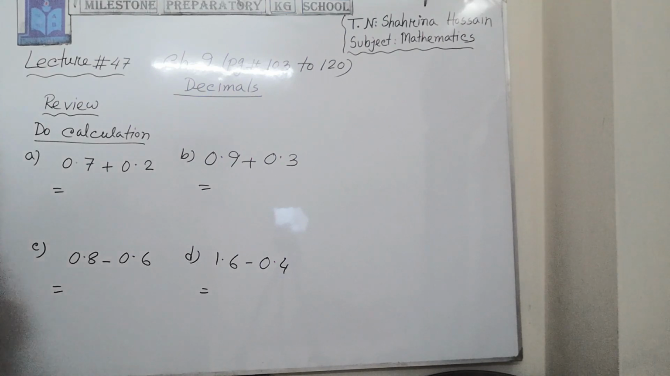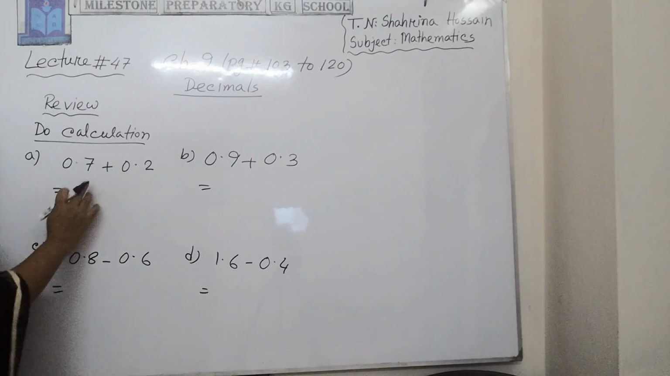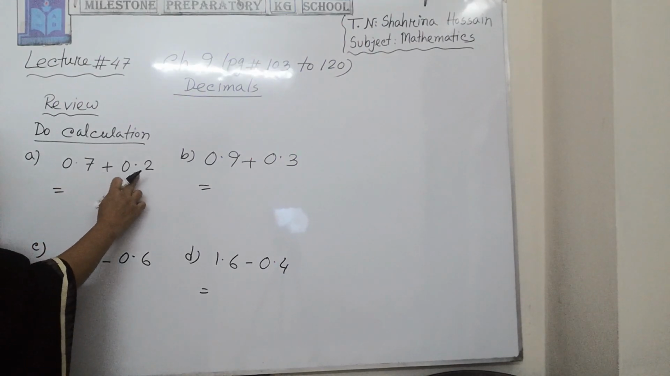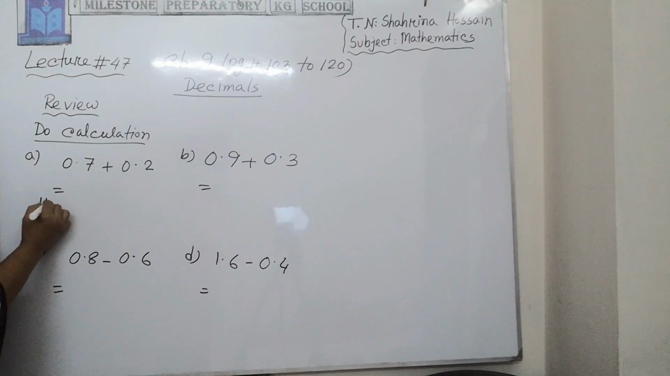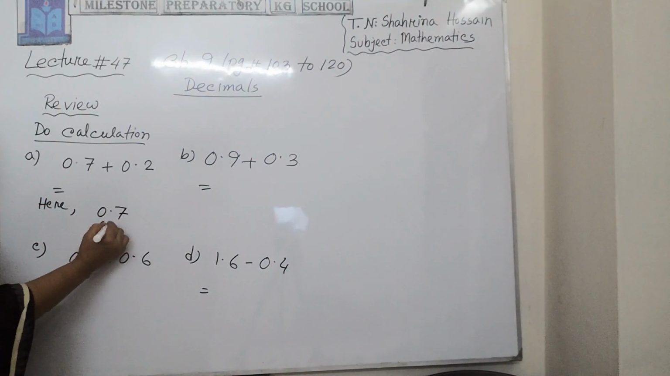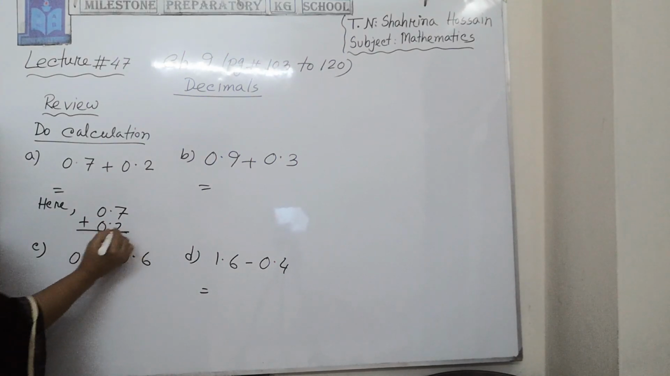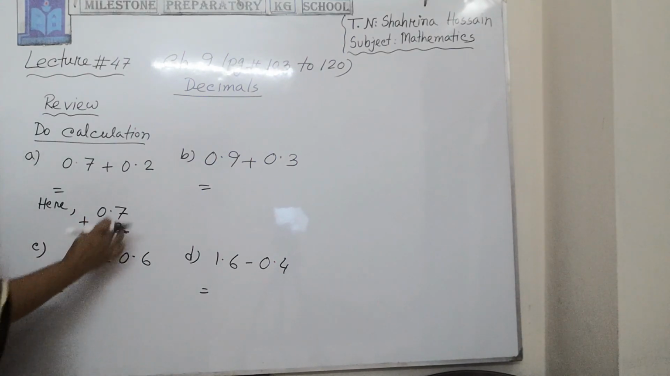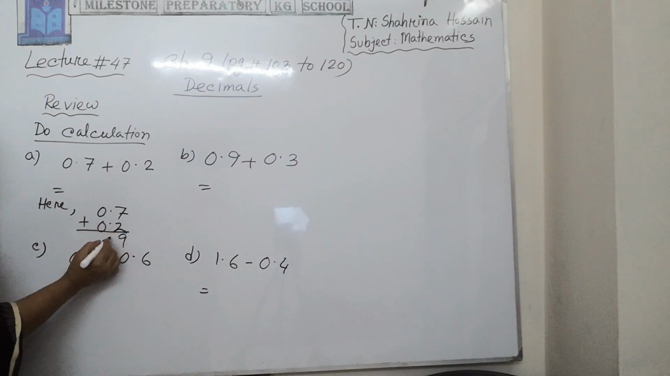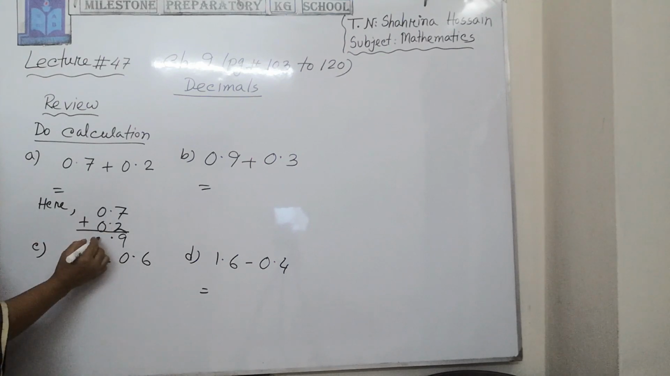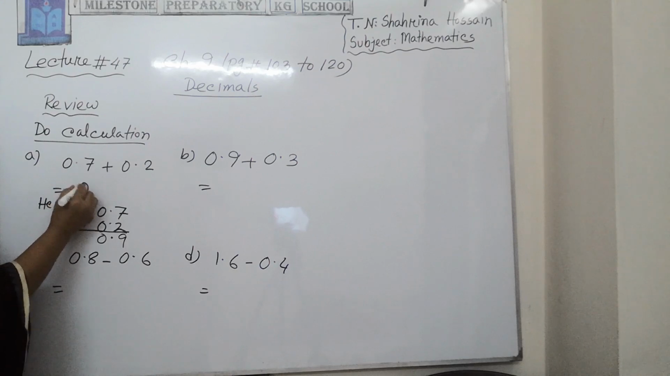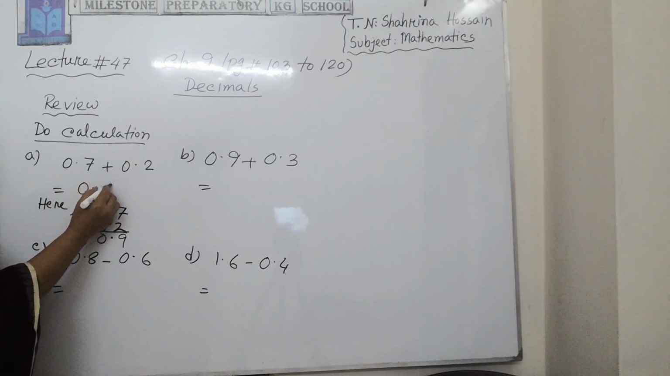Now let's come to the board. See, there is 0.7 plus 0.2. So here we can show 0.7, then 0.2, then plus sign. Okay. 7 plus 2 makes 9. Then the decimal point is here, and 0 plus 0 is 0. Now my answer is 0.9.